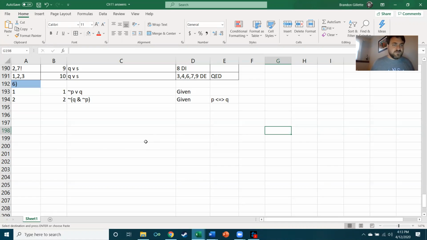And this one involves a decent number of lines and steps, because really it's two proofs that are just glommed together. And you'll see what I mean by that. So first things first, look at what we have. We're given this information here, not P wedge Q on line 1, and that's one of our givens. And our other given is not Q and not P. And we're meant to prove P biconditional Q.